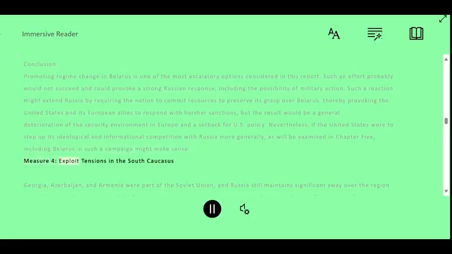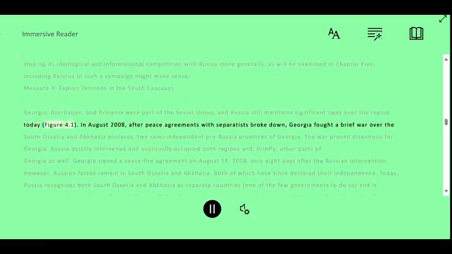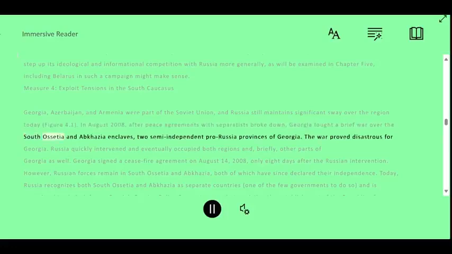Measure 4. Exploit tensions in the South Caucasus. Georgia, Azerbaijan, and Armenia were part of the Soviet Union, and Russia still maintains significant sway over the region today. Figure 4.1. In August 2008, after peace agreements with separatists broke down, Georgia fought a brief war over the South Ossetia and Abkhazia enclaves, two semi-independent pro-Russia provinces of Georgia.